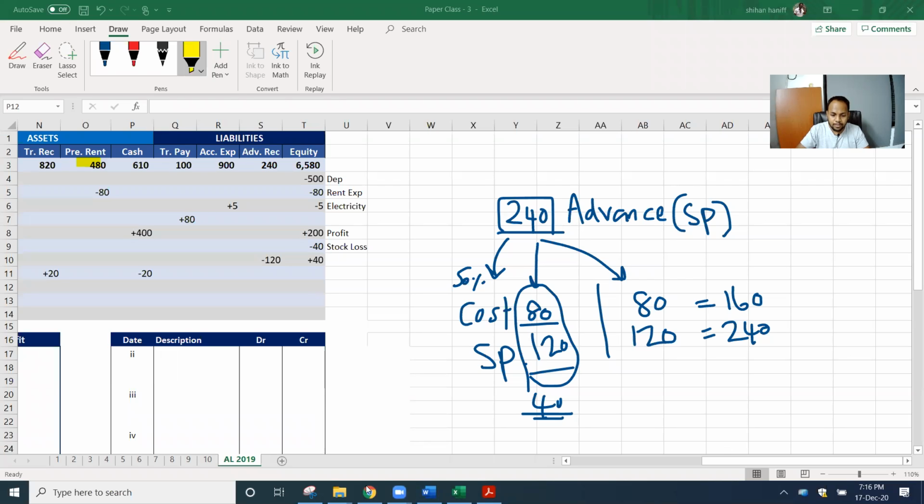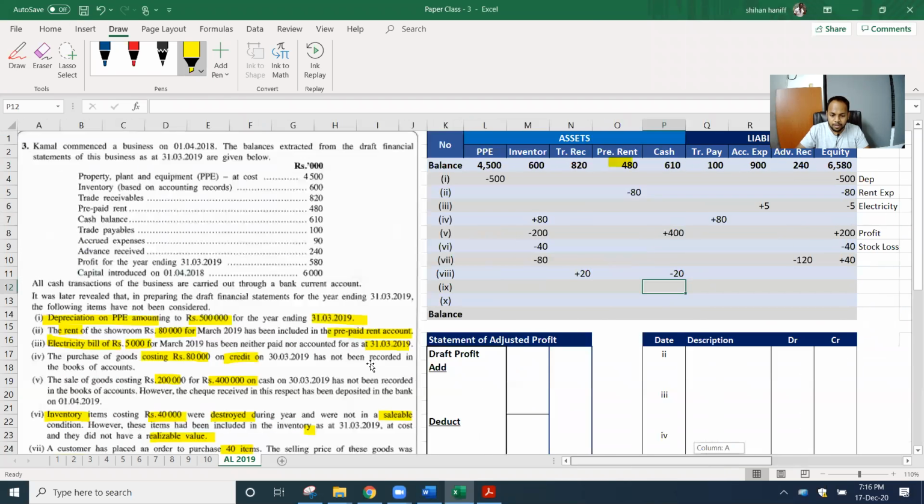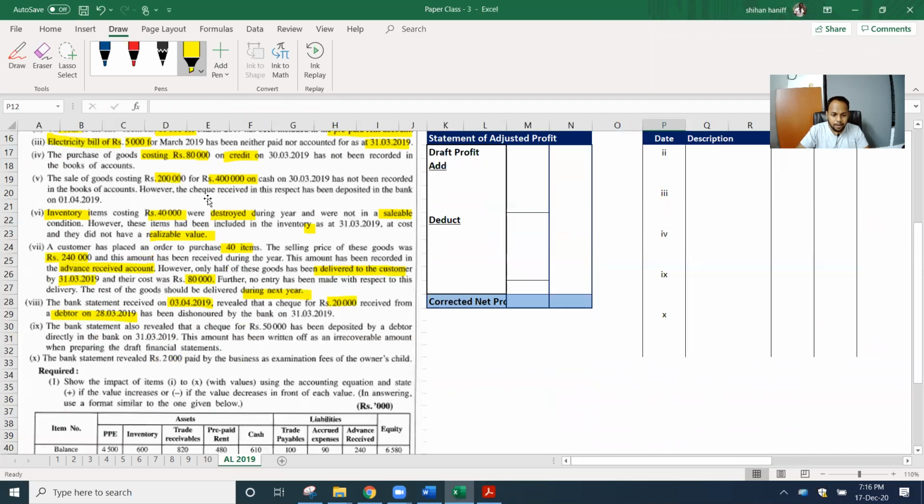Right. Next transaction. Transaction number 9. There is a question, sir. Bank statement received on 3rd of April. Even though the bank statement was received on 3rd April, this has been dishonored by the bank on 31st March.